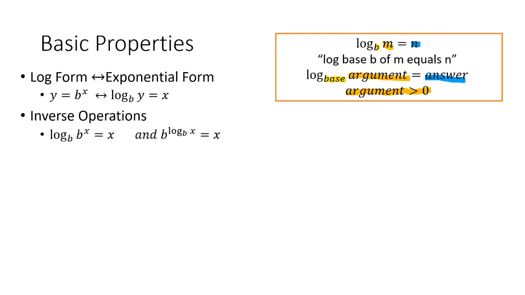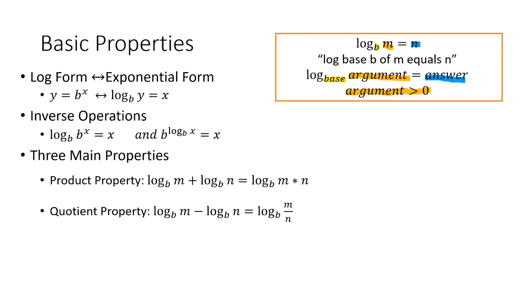Now, we talked about inverse operations. So these two rules come from the fact that logs and exponents are inverse operations. So if I have x and I'm raising it to the power of b, I can undo that by taking log base b, and I'm right back to x. Also, if I have log base b of x, I can undo that by making it the exponent of base b, and I'm right back to x.